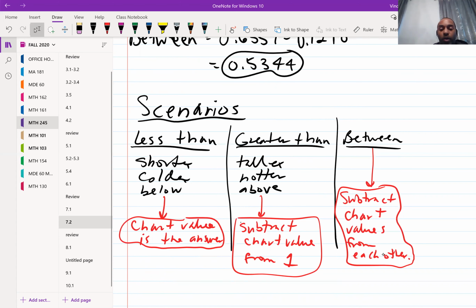Anything that suggests greater than, more than, taller, hotter, above, you would take that chart value and subtract it from one, because that would represent greater than, to the right of. And then between, that's between, but you will subtract the chart values from each other. So those are your only three possible outcomes. Either you accept the chart value, subtract the chart value from one, or subtract the two chart values from each other.